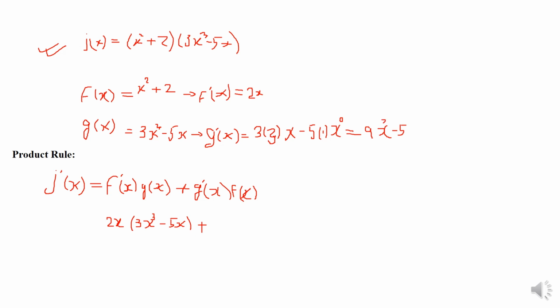9 square आएगा, 3 minus 1. So the value is 9x square minus 5 with f of x. So f of x is x square plus 2.